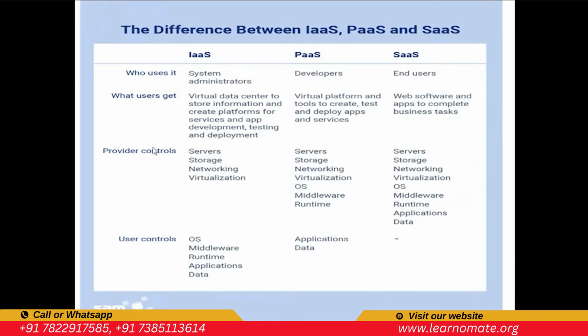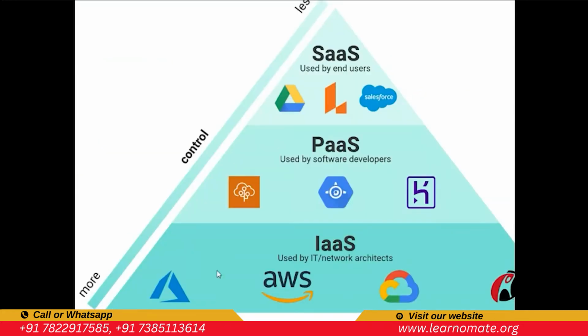And here the provider controls servers, storage, networking, and virtualization. Whereas in PaaS, the servers, storage, networking, virtualization, OS, middleware, and runtime are given to the vendor, and they take care of these too. So this is what we have been seeing. This is how it goes. The control goes from here, that is from AWS.